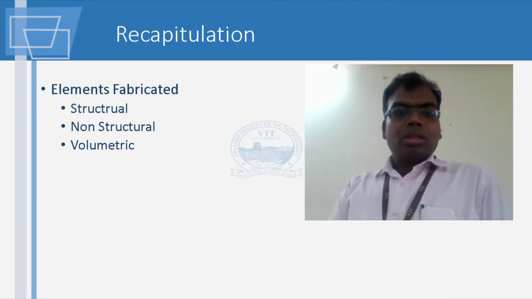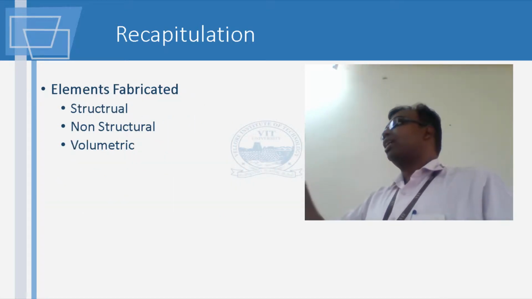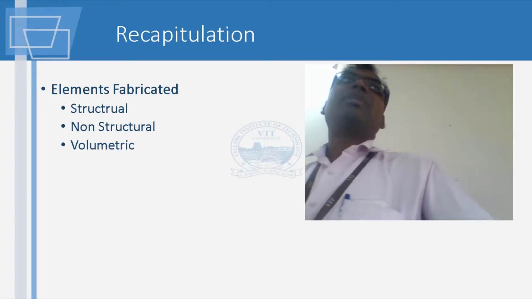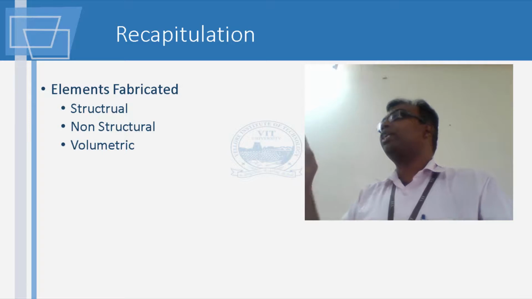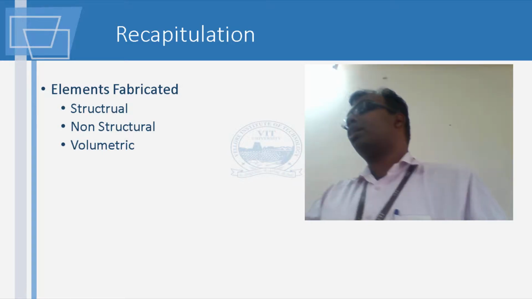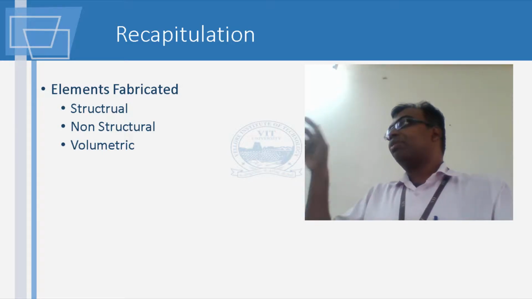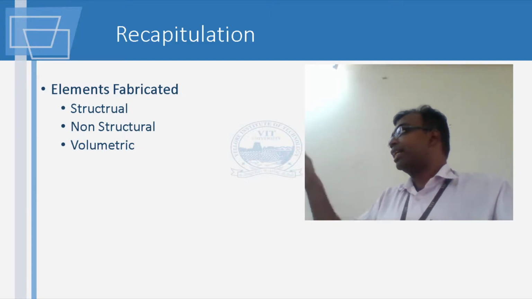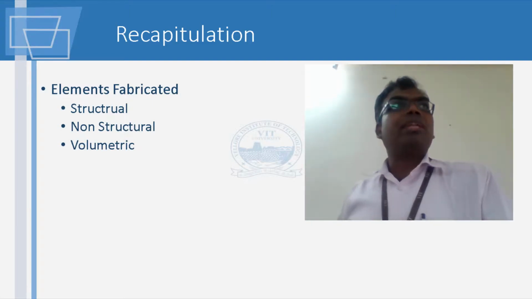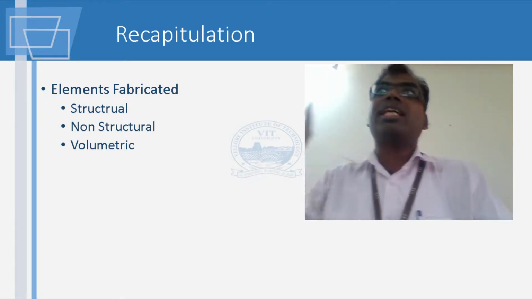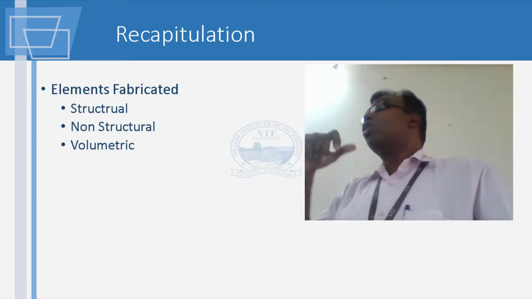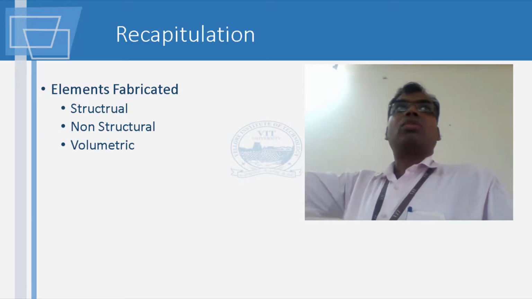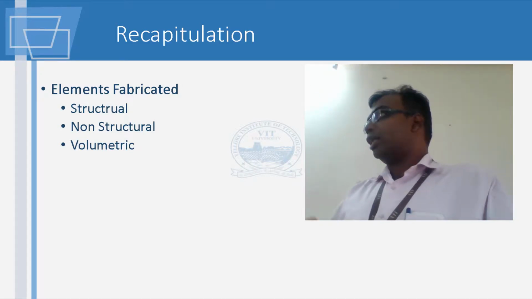Okay. So these are some of the things: structural, non-structural and volumetric elements. What is a structural element? Anything which carries load. Please remember, this is just like in your CAT 1, where we asked what are physical and mechanical properties. Like that we divide all our elements into structural, non-structural and volumetric components. What is a structural component? It takes a load and transfers the load from one point to another point.